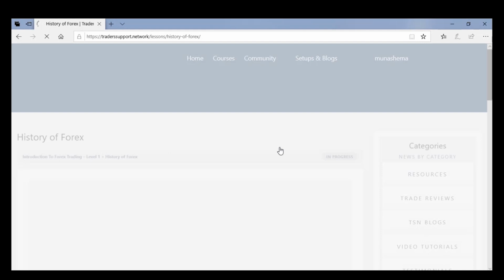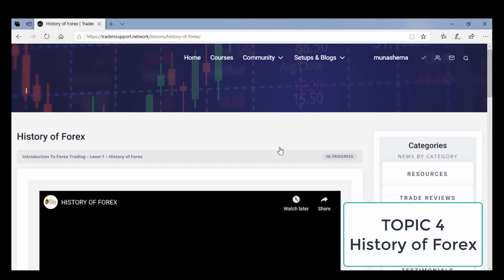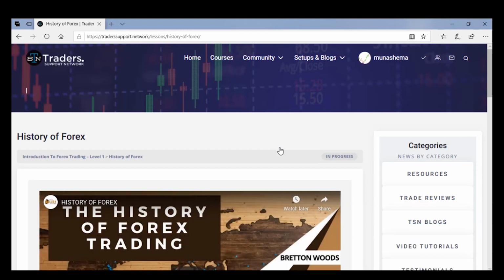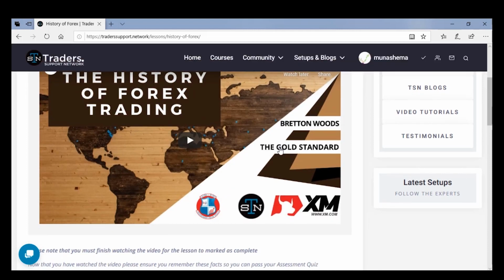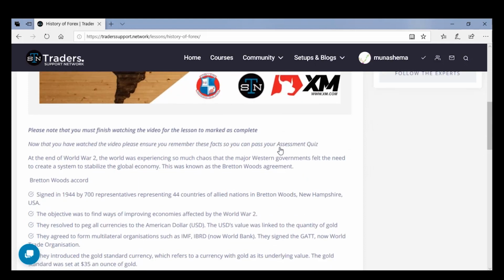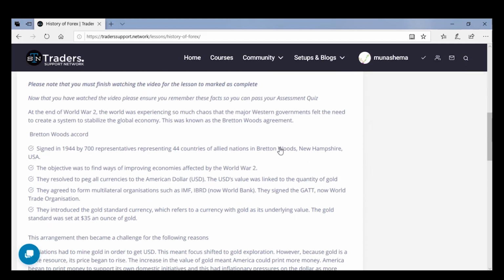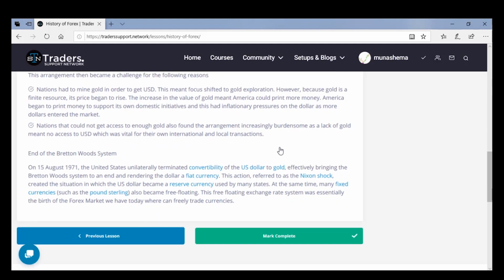Then we go on to the next topic for level 1, which is the history of Forex. We might be talking about Forex, but exactly what's the history behind it? Where is it coming from? Where do we get this thing from? So this is the history of Forex. As you can see, we've also given you some bullet points at the bottom, just key things for you to note. Once you're done with that part of the class, you click mark complete.